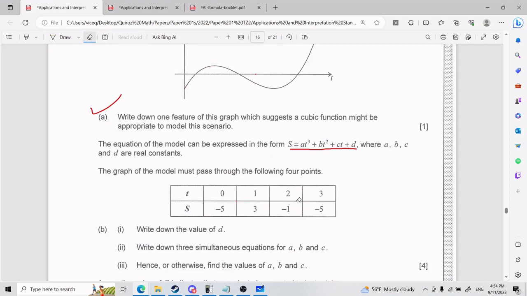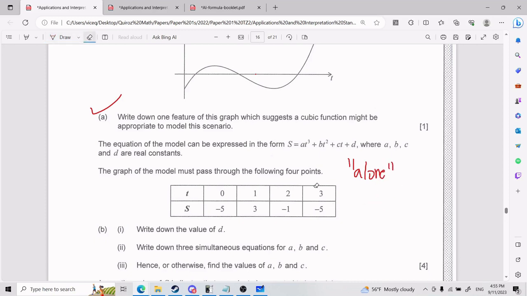Now, some of you are probably already thinking, how the hell can I immediately write down the value of D? Well, let's look at D in this equation here. S equals AT cubed plus BT squared plus CT plus D. What is special about D that A, B, and C don't share? So D, some of you probably noticed, is alone, okay? D doesn't have a T next to it.